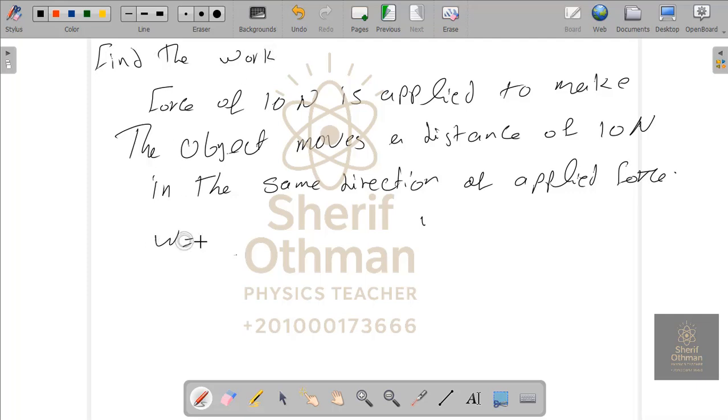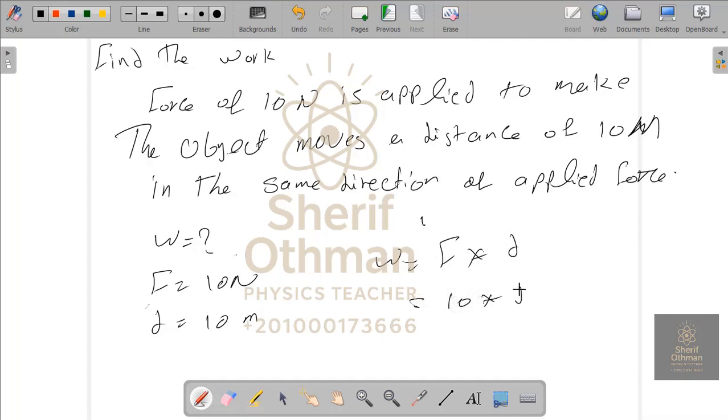So, the required part is work, and the force applied is 10 Newton, while the object is going to move a distance of 10 meter. So the work is equal to force multiplied by distance, which is 10 multiplied by 10, it will be 100 kilogram meter squared per second squared, or another measuring unit, joule.